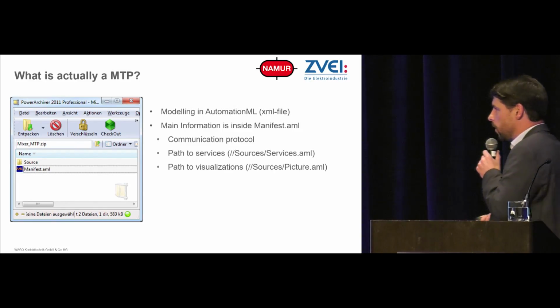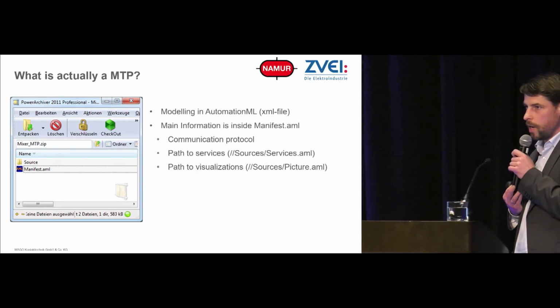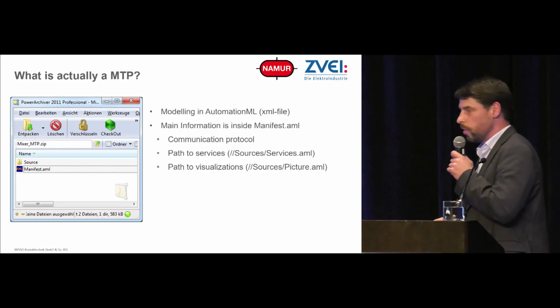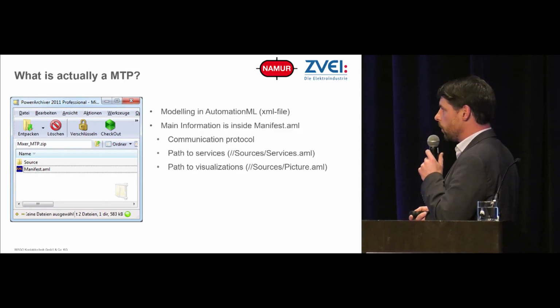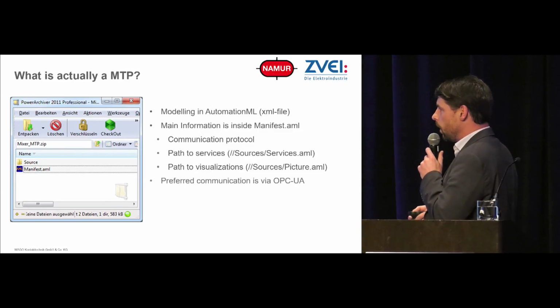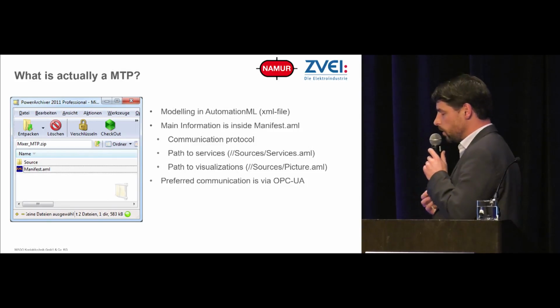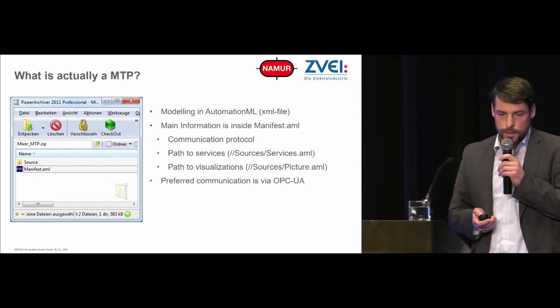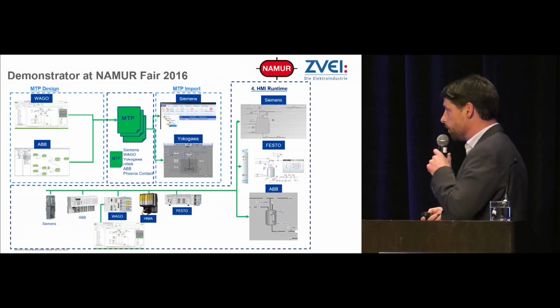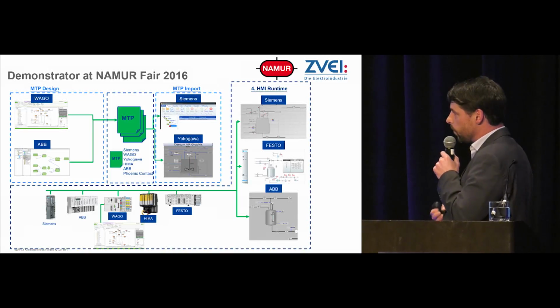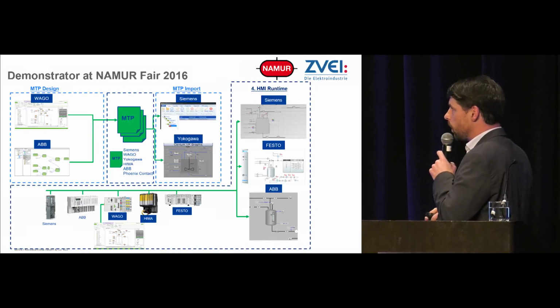It defines the path to the services which are offered by the module. It defines the path to the visualizations of the HMIs, and it defines also, or we decided, that the preferred communication is OPC UA. This is a view of the demonstrator at the NAMUR fair.